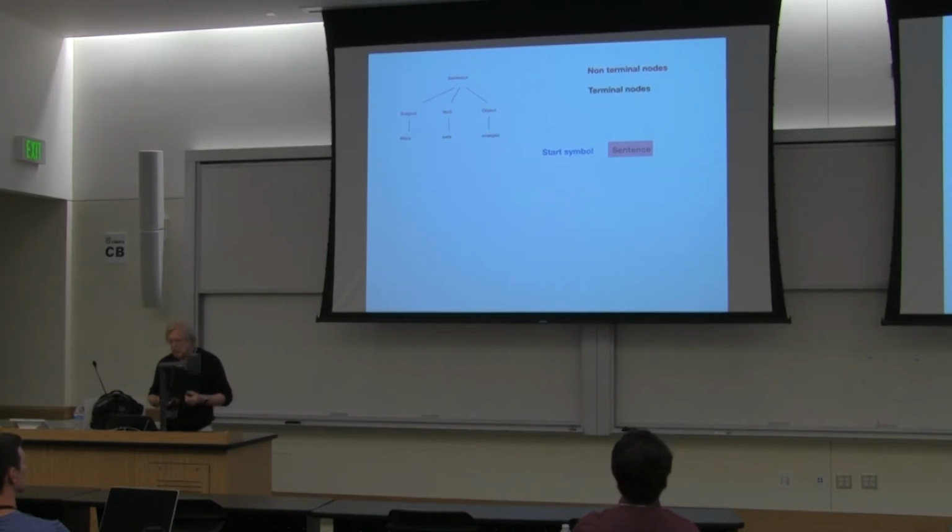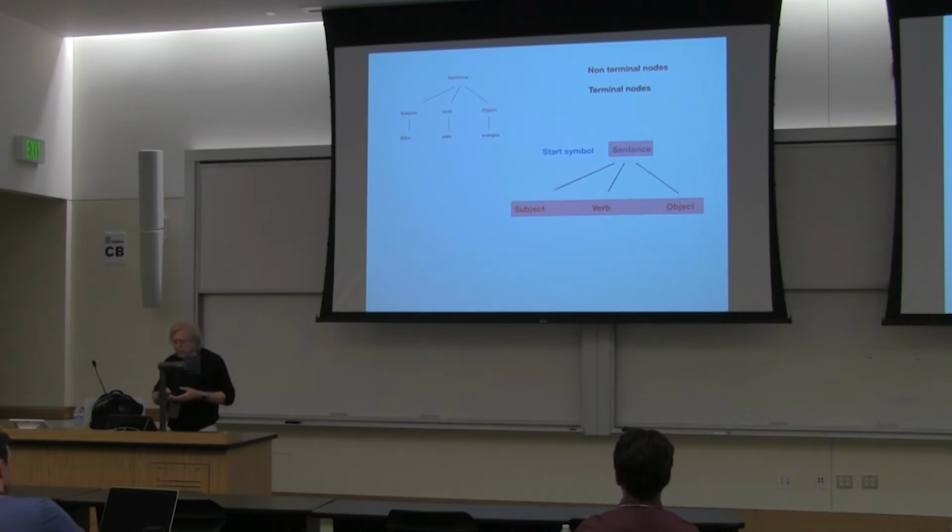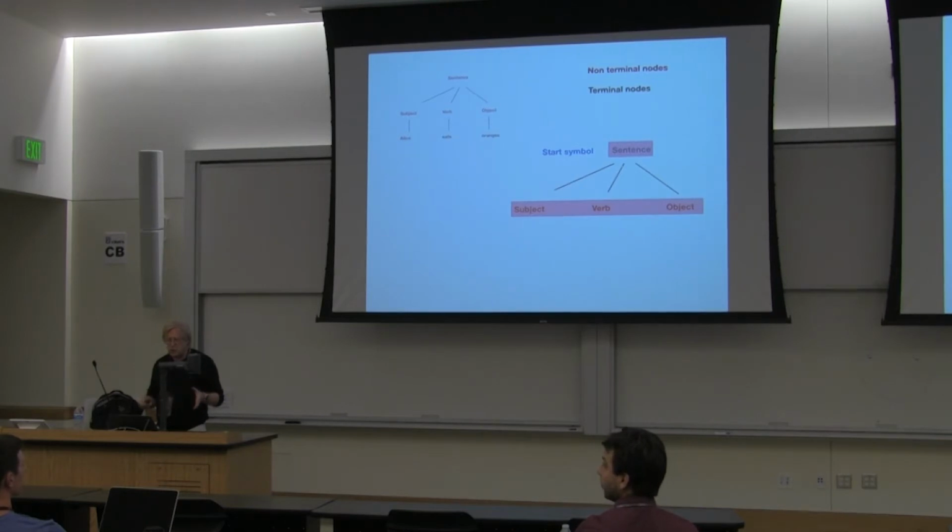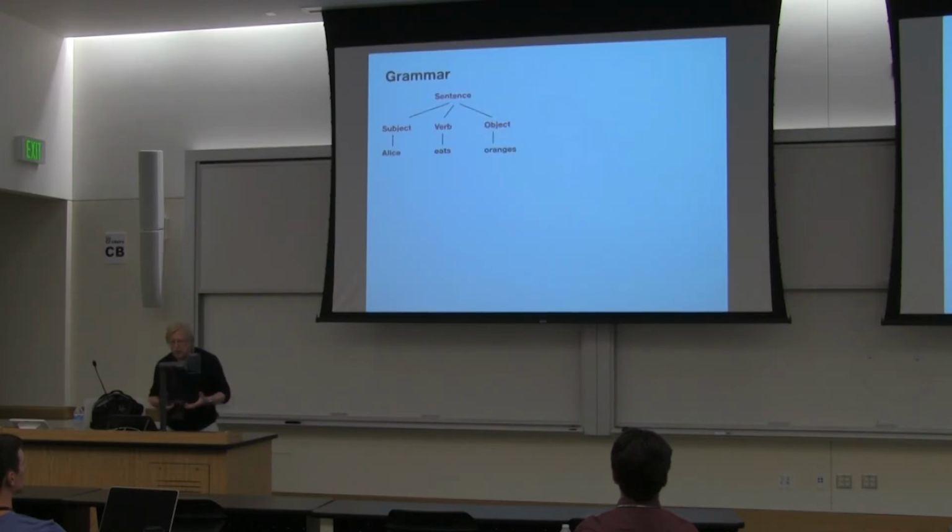So we begin with a start symbol, or a starting node, sentence, and that can be expanded to the next level of the tree, subject followed by verb followed by object. And then each of those non-terminal symbols can be expanded or derived into terminal symbols. Alice eats oranges. So there you see the sentence at the bottom. So the production of this tree is governed by a formal grammar, and I want to describe that now.